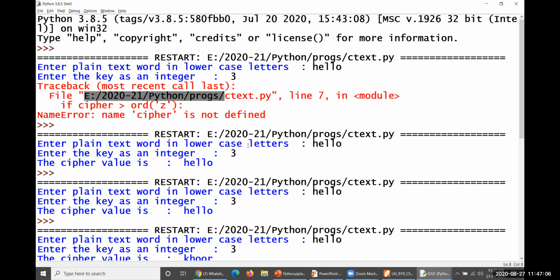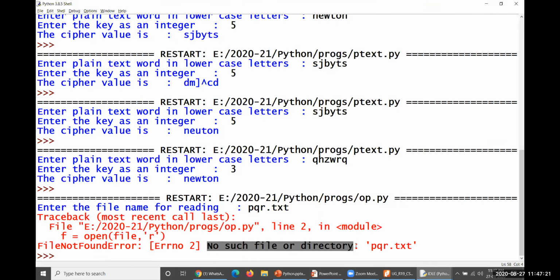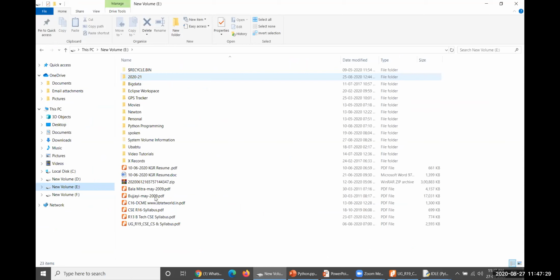The file name which I am interested in opening is pqr.txt. This is my file name. So whether it exists or not, look at this. For PQR, there is no such file or directory in the present working directory. Let me open that particular directory and show you whether it exists or not.